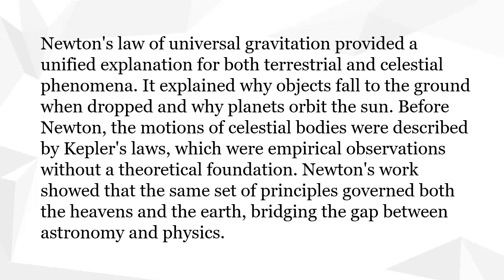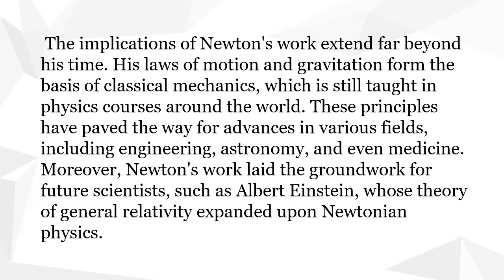Newton's law of universal gravitation provided a unified explanation for both terrestrial and celestial phenomena. It explained why objects fall to the ground when dropped and why planets orbit the sun. Before Newton, the motions of celestial bodies were described by Kepler's laws, which were empirical observations without a theoretical foundation. Newton's work showed that the same set of principles governed both the heavens and the earth, bridging the gap between astronomy and physics.